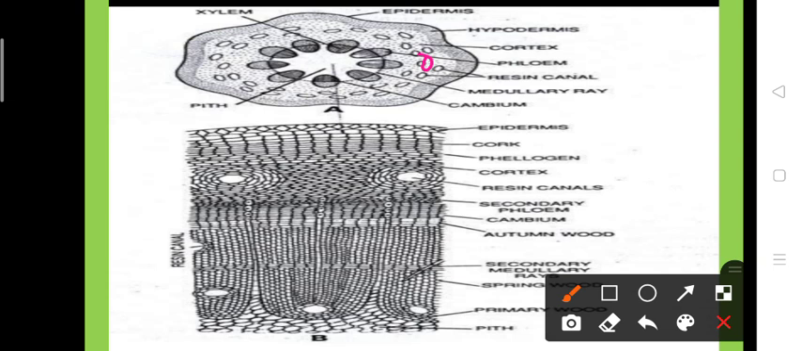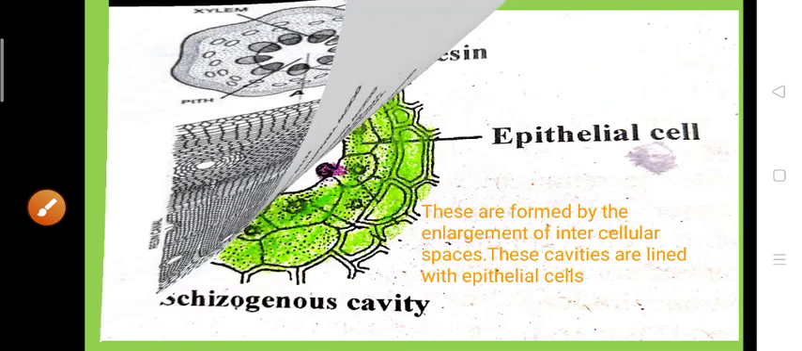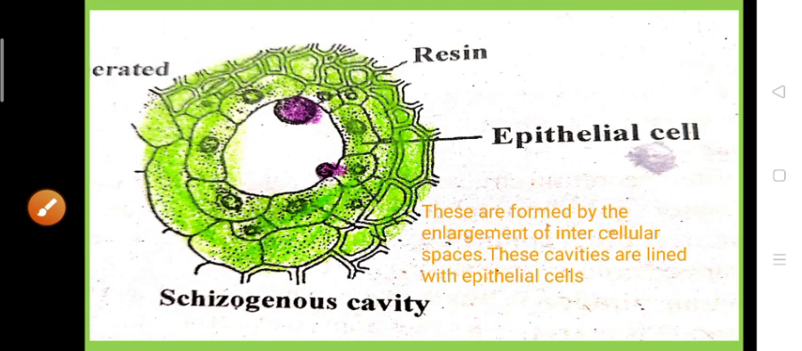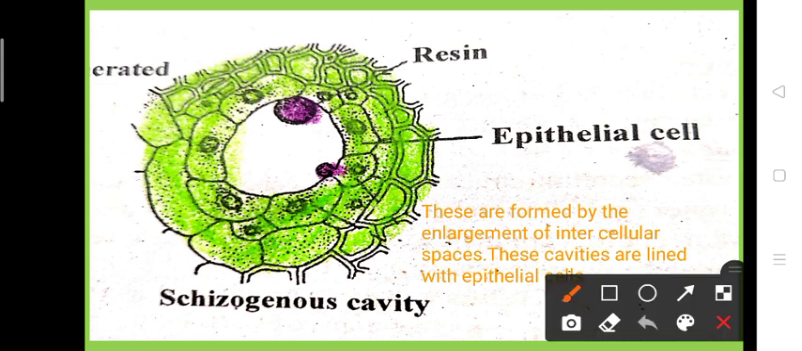This general cortex possesses numerous resin canals. These resin canals are schizogenous type of resin canals. Schizogenous type of resin canals are present in this Pinus stem. Schizogenous cavities form the schizogenous type of resin canals. Schizogenous cavities are formed by the enlargement of intercellular spaces. These cavities are lined with epithelial cells.